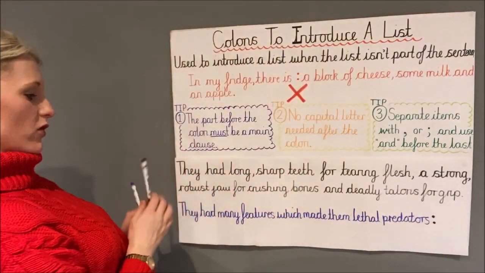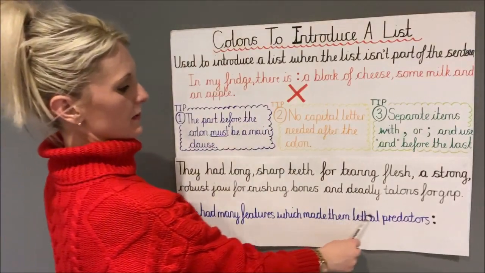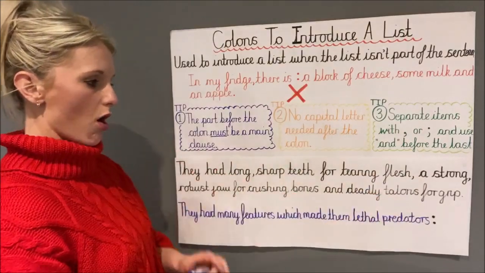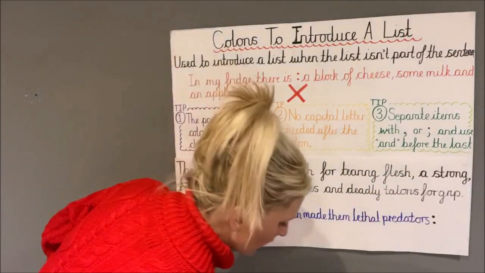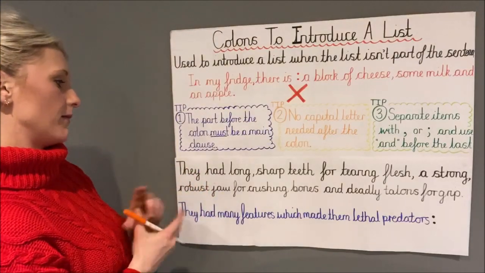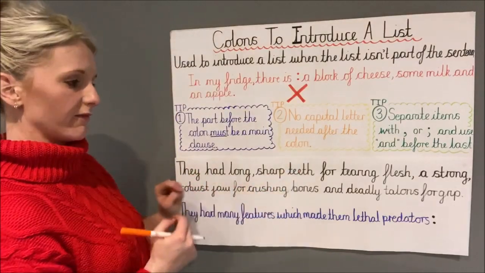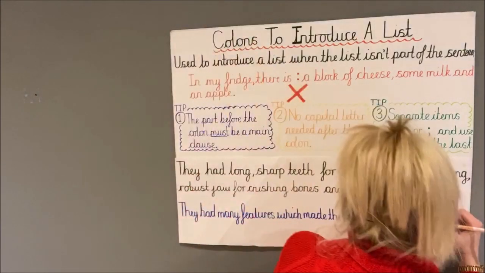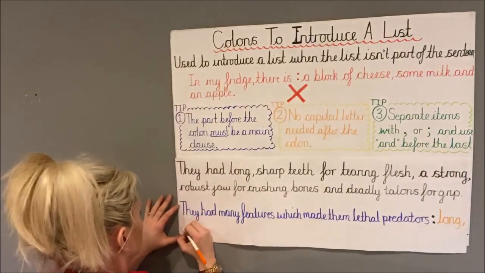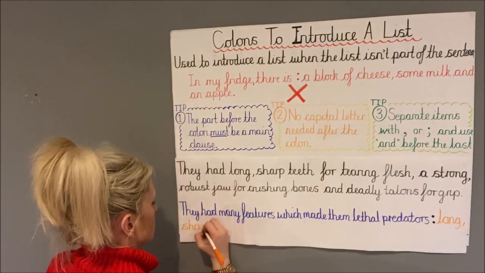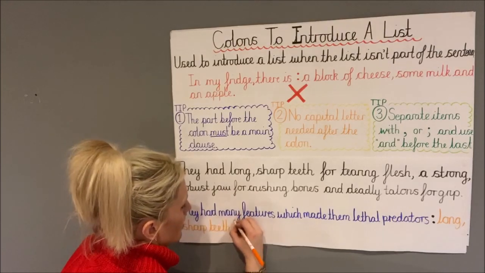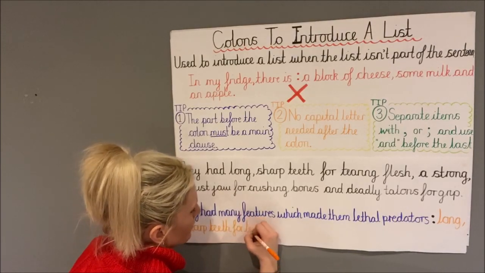So you can see that I've used the words many features which made them lethal predators to explain what all of these 3 things are. So I've placed my colon now, and now I need to write my items. Again, I don't need a capital letter. Now the first item in my list was long sharp teeth for tearing flesh. So that's going to be what I'm going to write first. So I've got long sharp teeth for tearing flesh.